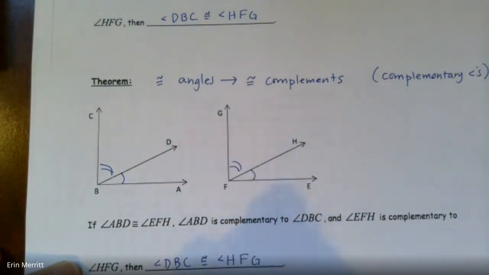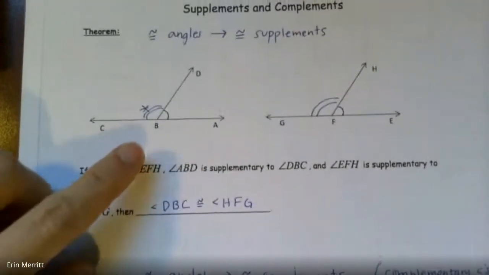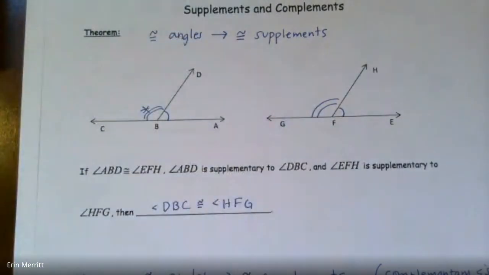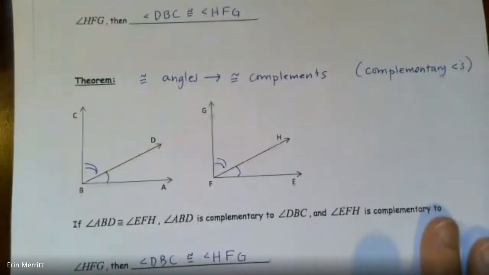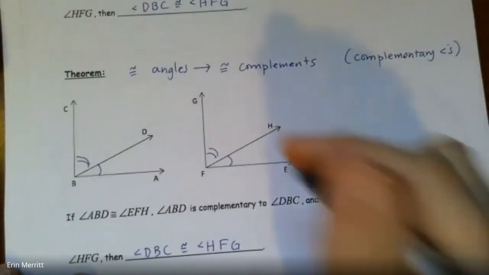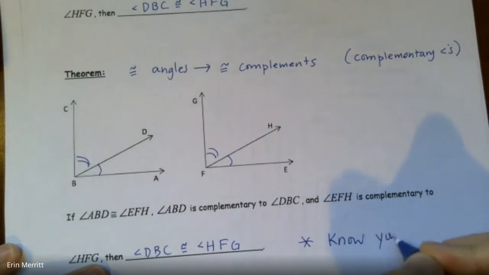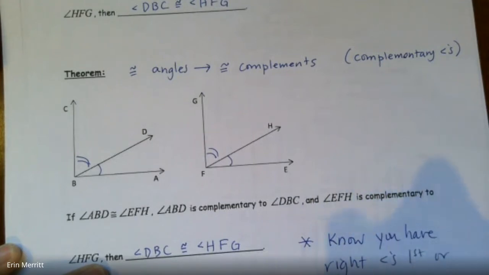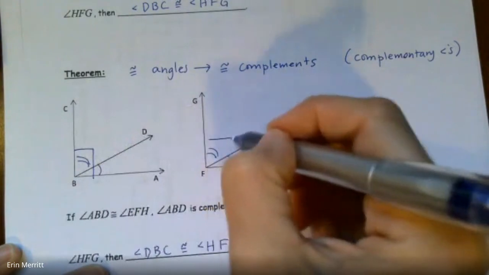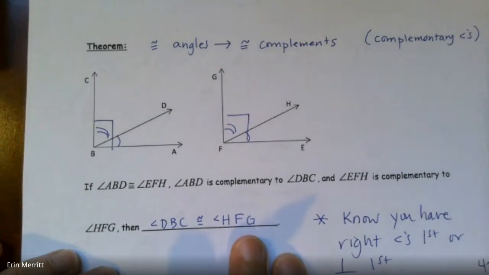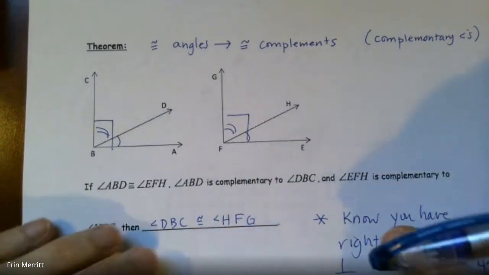Now, the only difference in a diagram, these are more like vertical angles where you can look at it and see. Like I can see this is a straight line, so I know that it's a linear pair, it's supplementary. Here, I cannot assume that they're just going to be complementary. So you need to make sure that you know that you have right angles first, or maybe perpendicular first. So I would have to know that this is a big right angle before I can just hop into saying that, like, oh, congruent angles gives me congruent complements. But you'll see that when we get into the proof.